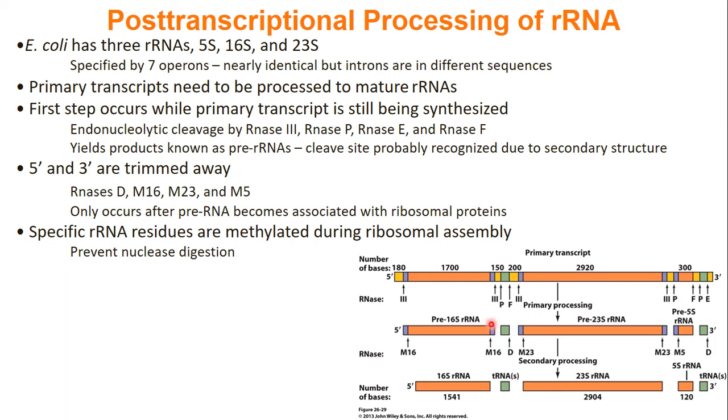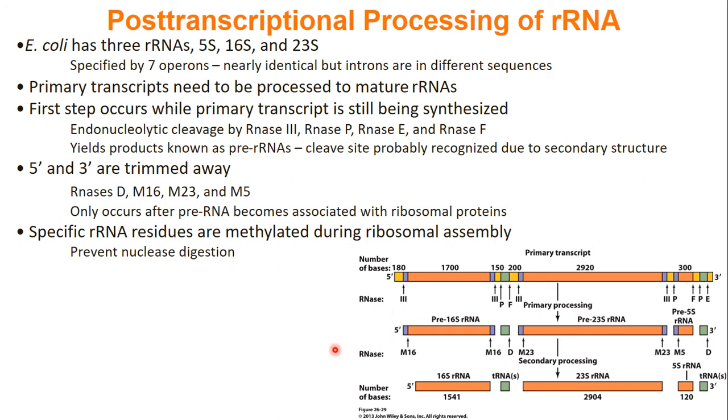This is carried out by RNases D, M16, M23, and N5. But this cutting of the 5' and 3' only happens after our pre-RNA is already associated with the ribosomal proteins. Remember, a ribosome is made out of RNA plus protein, so it's not just RNA and it's not just proteins.